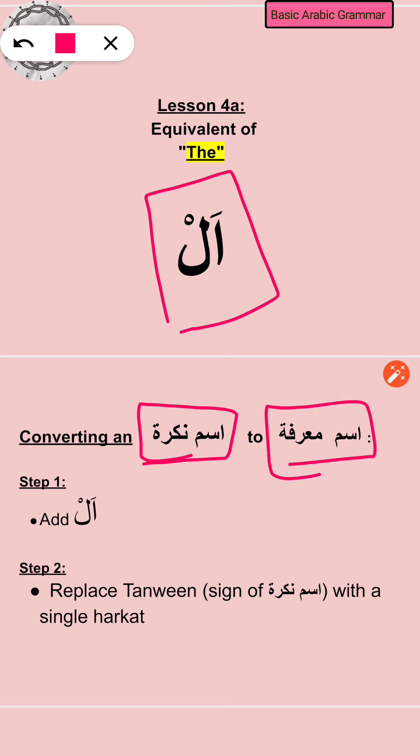It consists of only 2 steps. First of all, you add al, and next just replace the tanween with the single harakat. Okay, the irab does not change, only the tanween is replaced. How so? Let me show you.